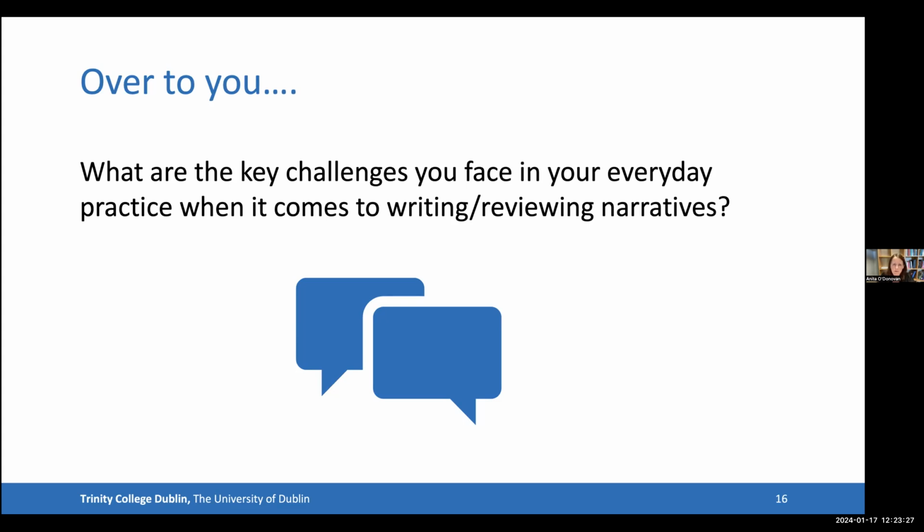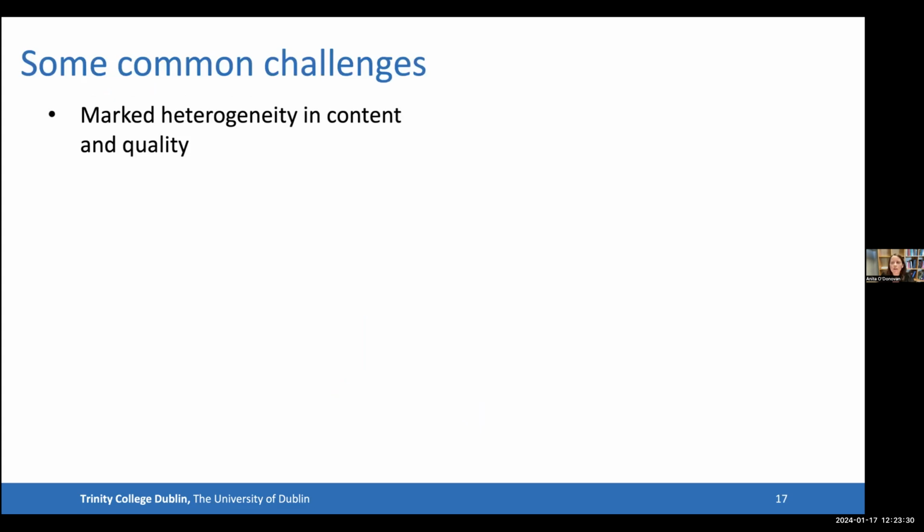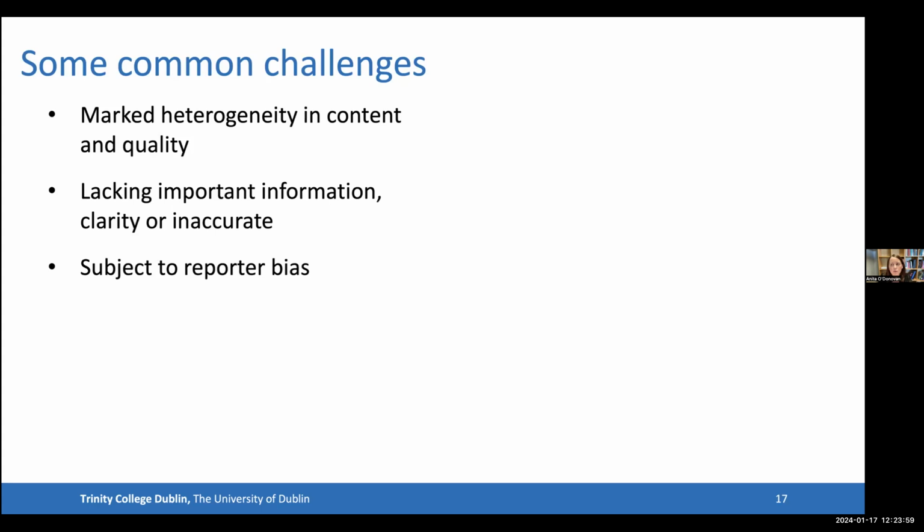So just some common challenges, and again, the reasons for TG288 is that there is marked heterogeneity in content and quality. We do have the very long-winded narratives that Liz mentioned, and then on the other side of the coin, like Sarah mentioned, we may not have any opportunity to offer a detailed narrative. So there is a lot of heterogeneity there. Lacking important information, as Bruce mentioned, or a lack of clarity, or even inaccurate. And they are subject to reporter bias. Again, the initial report, whoever completes that can be very biased in terms of their perspective of what actually happened. Often lacking a systems perspective, and we discussed that within the group.